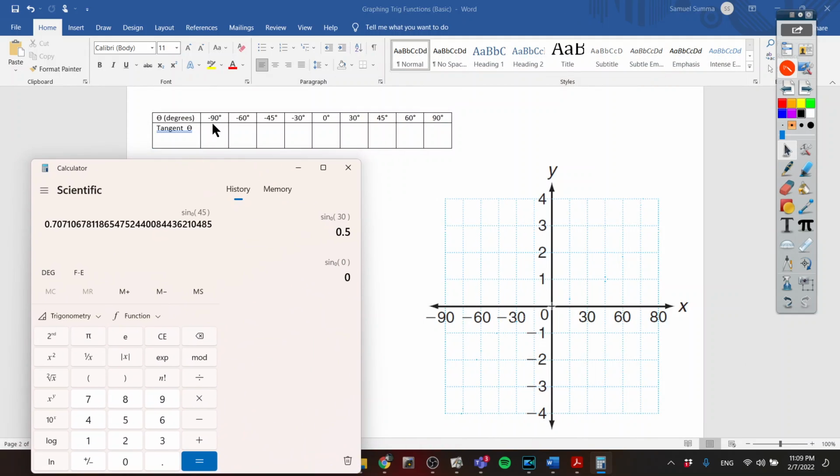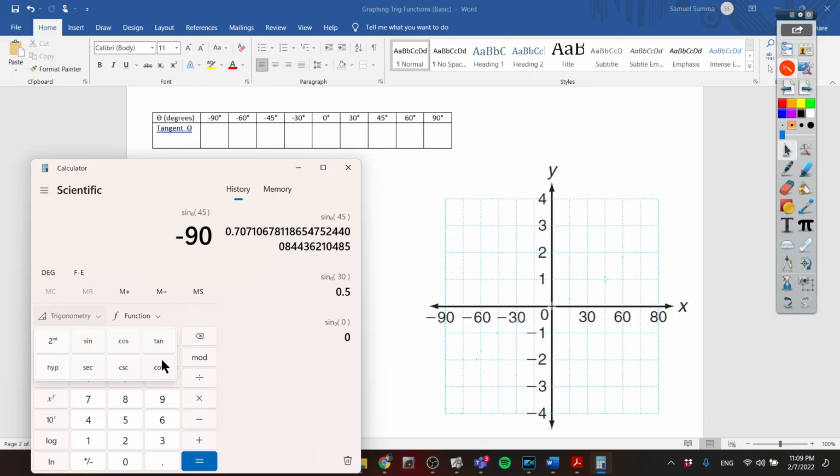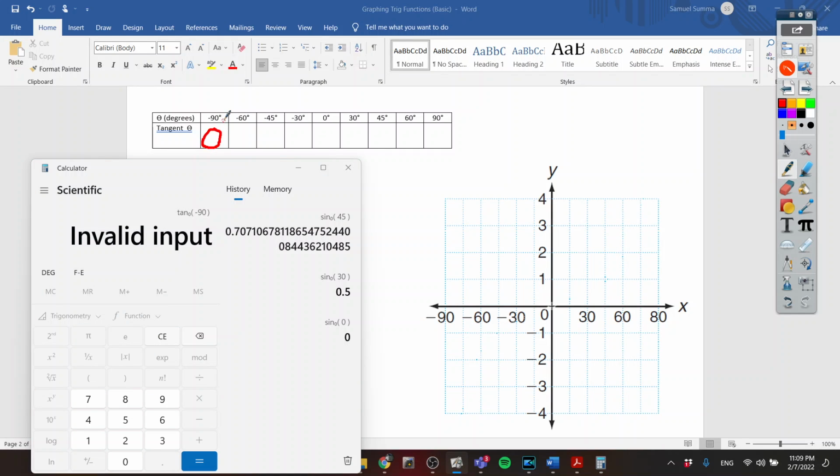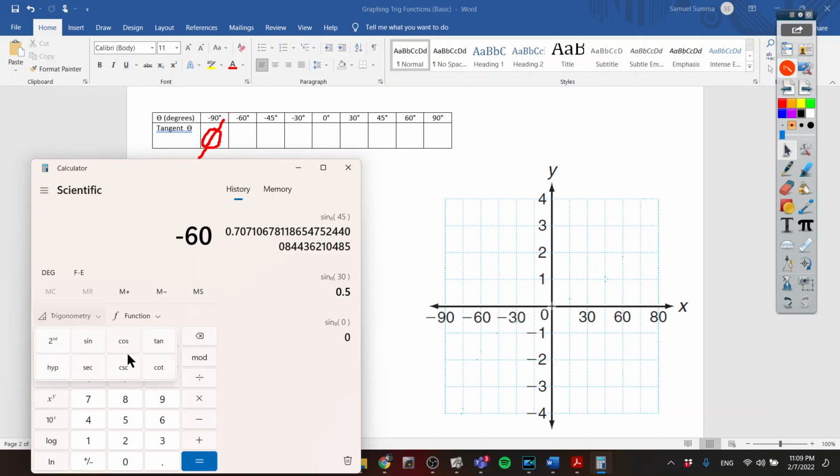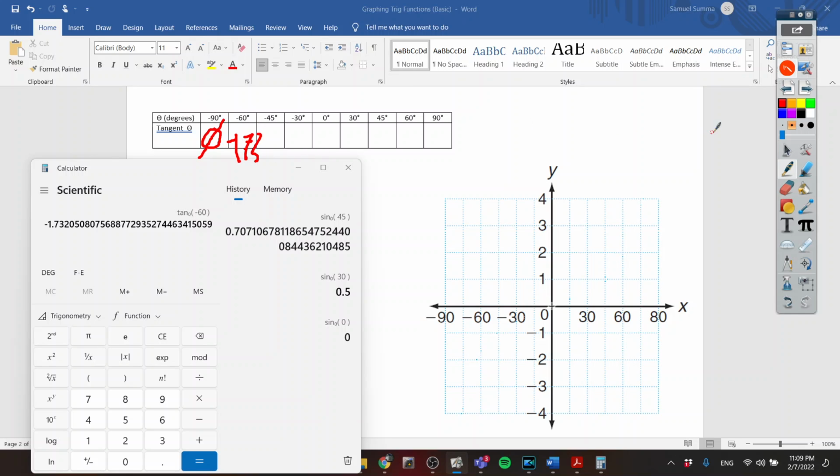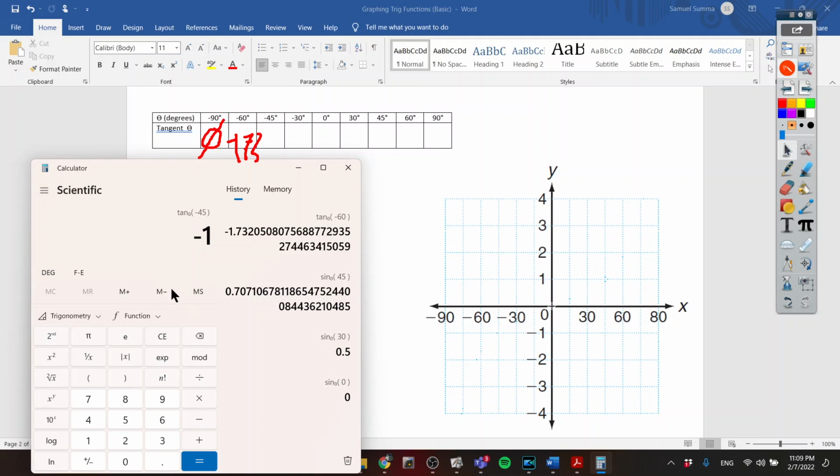So we've got -90. I go 90, make it negative, and then tangent. Invalid input. That means -90 does not exist. That's not a theta. It's a null set. Then I'd go -60, tangent, and I get -1.73. Wow, my handwriting is really extra bad. And then -45, tangent, -1. So we'll get values like that going through your tangent function, and then we'll plot those.